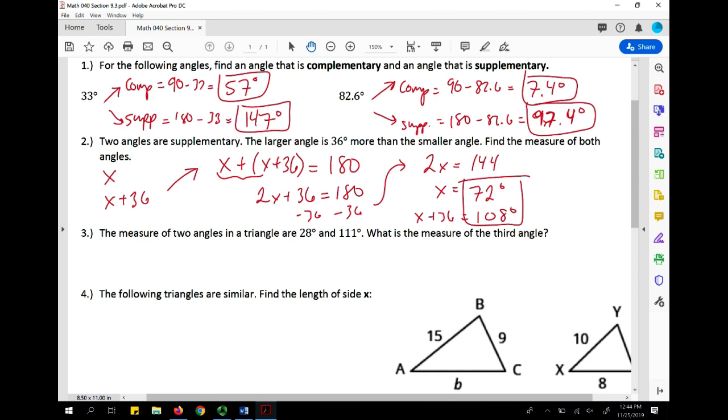What do you think? Questions about the setup or the solving? Which one? X plus 36. No, the last one. X plus something equals 108. This is 36. Okay.